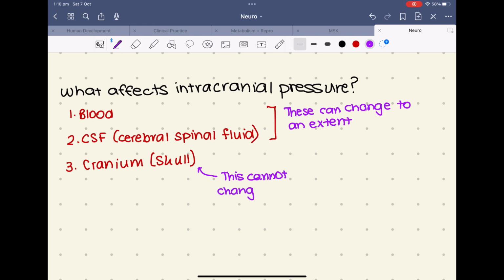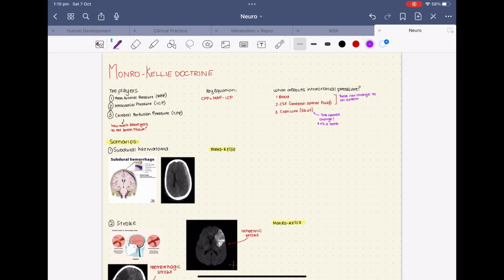And that makes sense, right? Our skull's very hard and durable so that it can withstand force, so we wouldn't want it to change its shape or its volume. But we do need our blood and our cerebrospinal fluid to be able to adjust their volumes depending on what else is going on in our bodies.